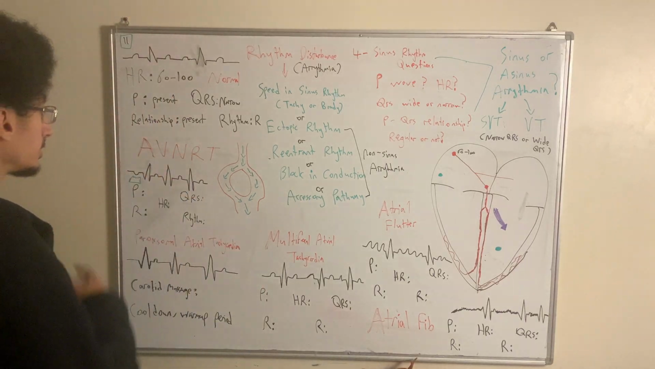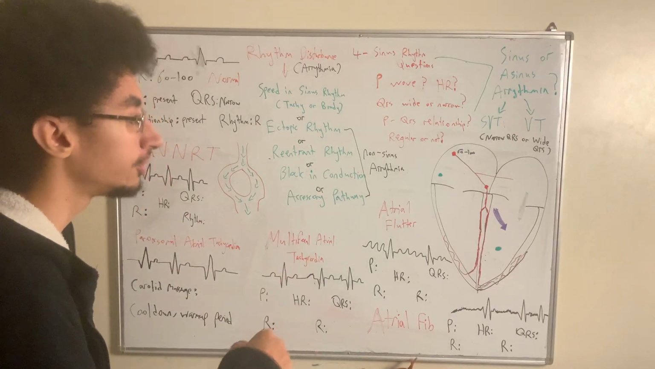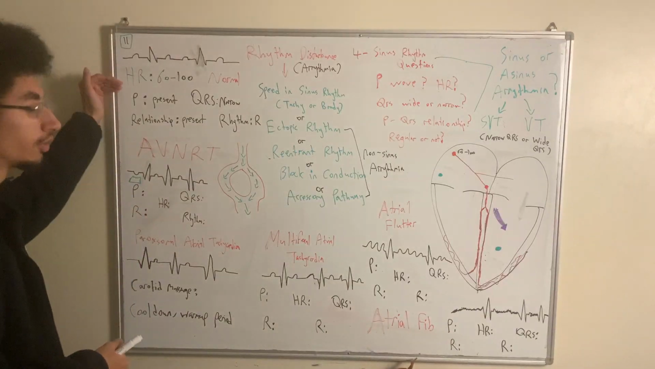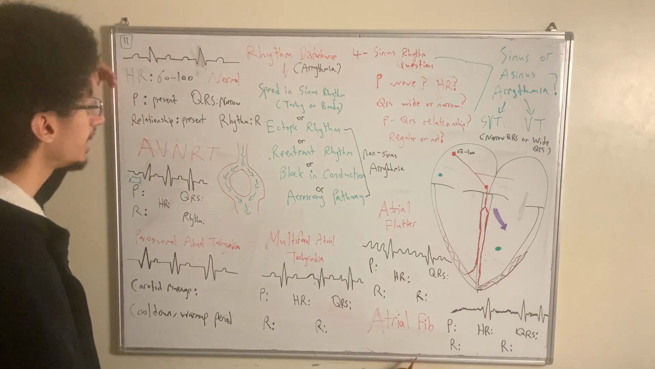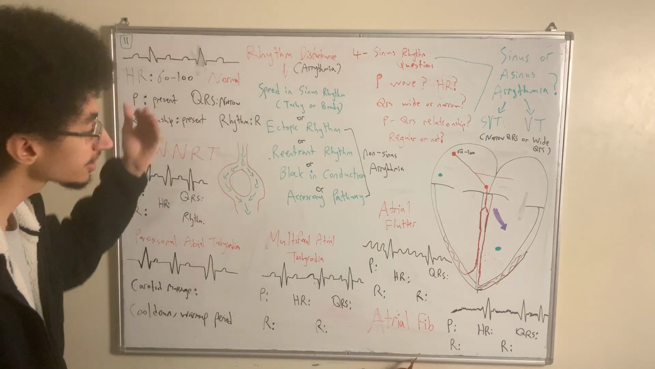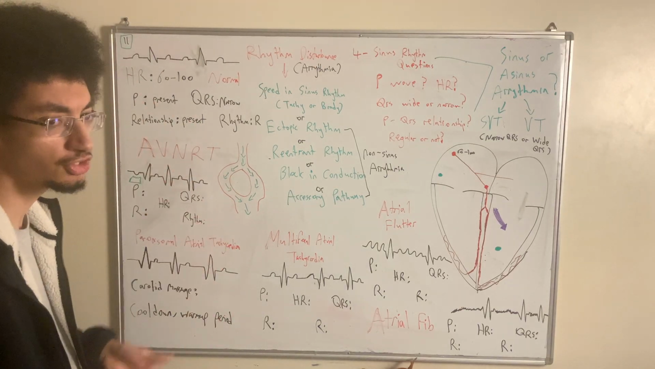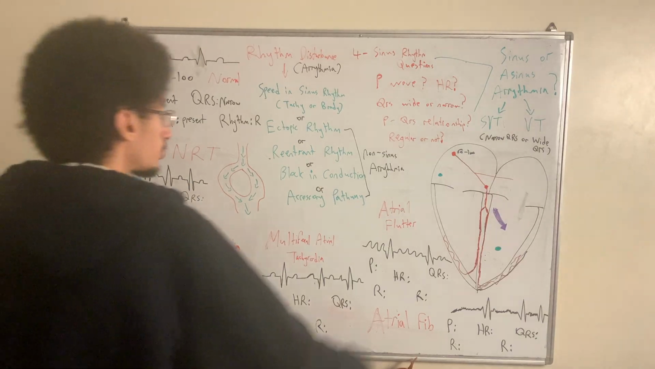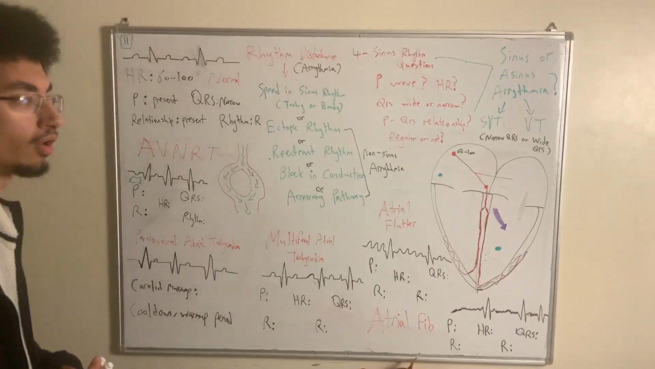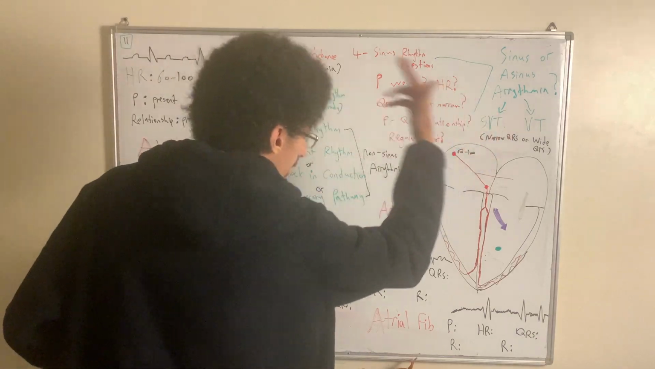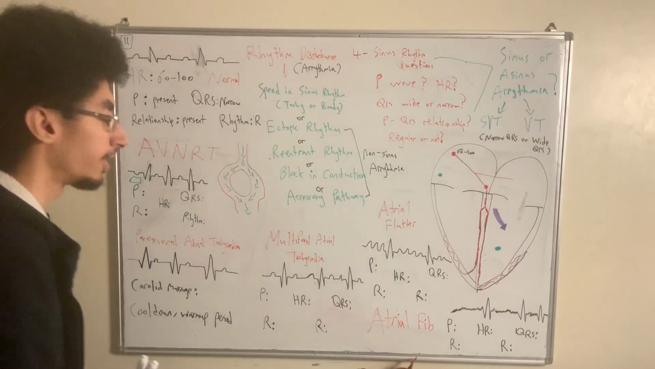Now let's go ahead and start this video off by talking about what is the normal sinus rhythm, and now what are the non-sinus rhythms, the non-sinus arrhythmias that we may see, starting with the supraventricular tachyarrhythmia or narrow QRS complex tachycardias.